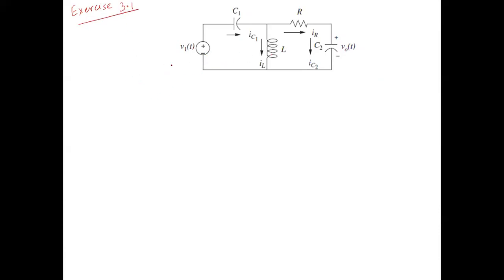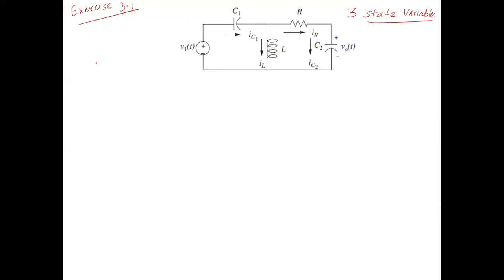So help me here, how many state variables do you think you should have here? Right now, at this point, I expect help from you. How many state variables do you need? Three? Yes, because we have three energy storage devices, right? We have C1, L, and C2. So we need three state variables. That's our need, at least three.